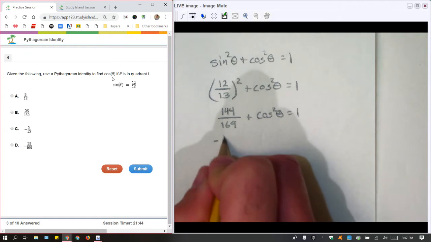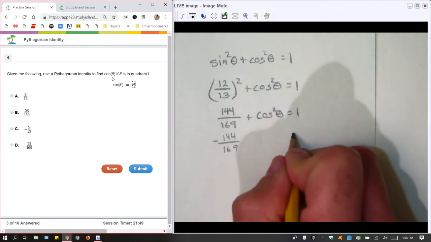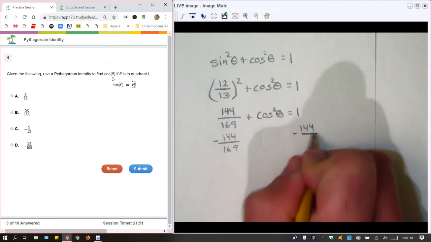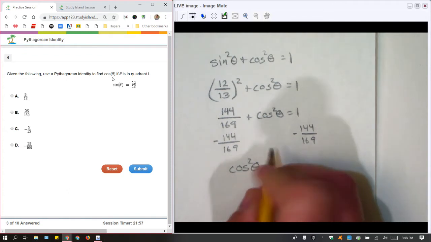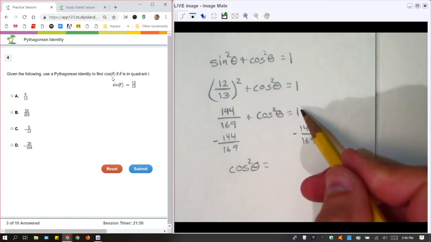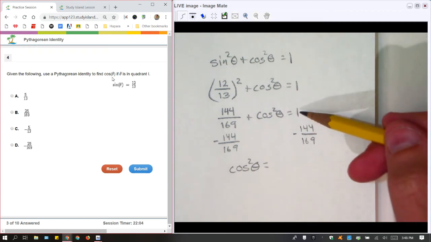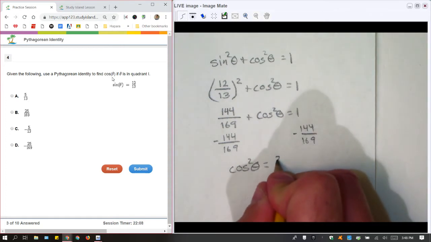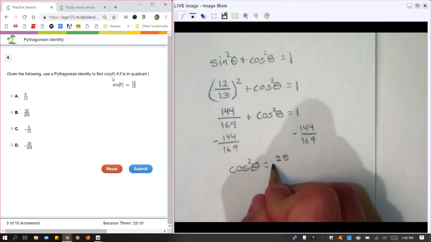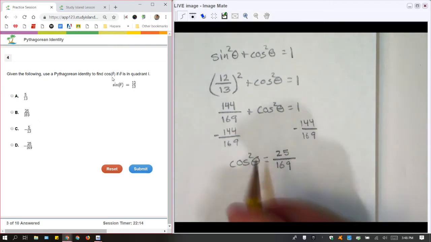Subtract 144 over 169 from both sides. We're just doing our basic algebra at this point to isolate our cosine of theta squared. So I have the cosine of theta squared is equal to 1, which is 169 over 169, minus 144 over 169, so 169 minus 144 is 25. So I get 25 over 169. Now we take the square root of both sides.